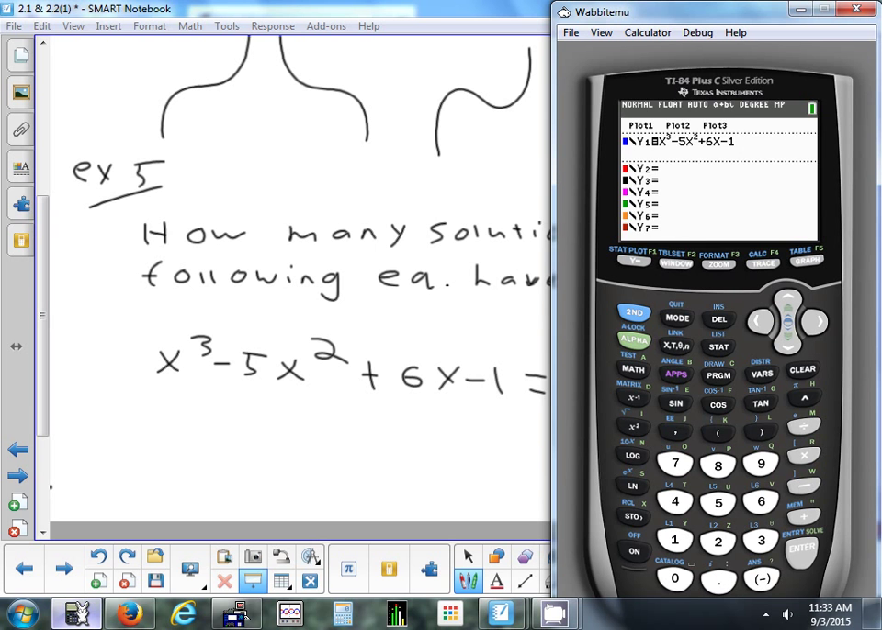So we're looking for where it equals 0. We're looking for how many times it crosses the x-axis. Yeah, that one's pretty clear. You don't even need to zoom in and look. It's pretty clear it crosses 3 times.